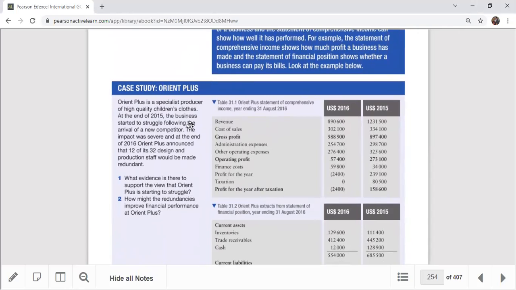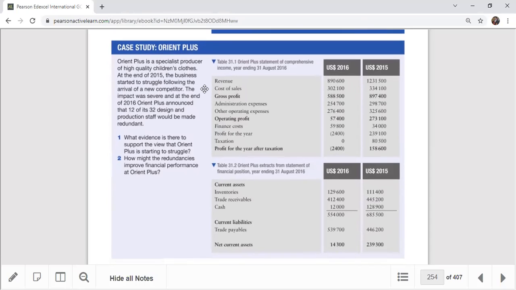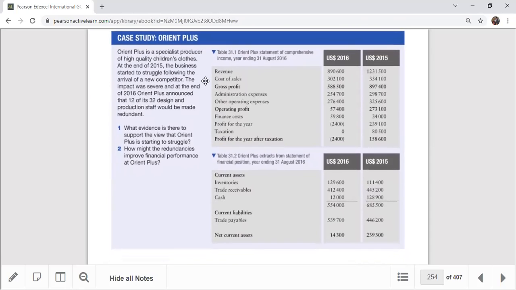This organization is Orient Plus PLC. Orient Plus is a specialist producer of high quality children's clothes. At the end of 2015, the business started struggling following the arrival of a new competitor. The impact was severe, and at the end of 2016, Orient Plus announced that 12 of its 32 design and production staff would be made redundant. So they had to make a crucial decision to shut down some of the operations.